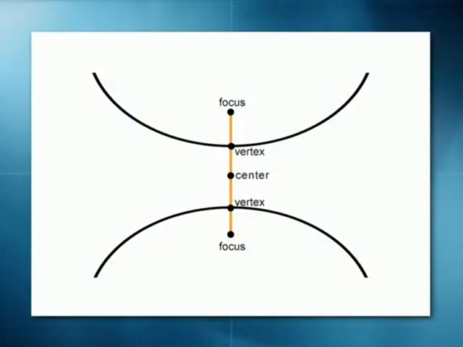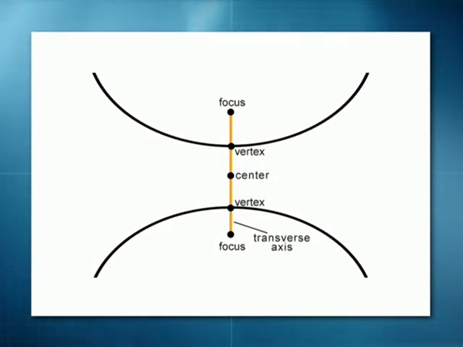Now there are some terms that go along with this definition. Again, it has those two branches. The line through the foci intersects the hyperbola in vertices. So there are two vertices where that line intersects the hyperbola. And then the center is the midpoint between the two vertices, or between the two foci. That's the center of the hyperbola. The line joining them is called the transverse axis, and again, the midpoint of that transverse axis is the center.